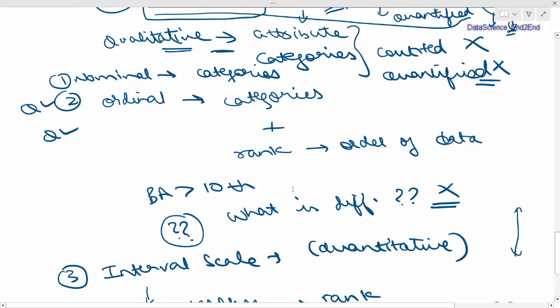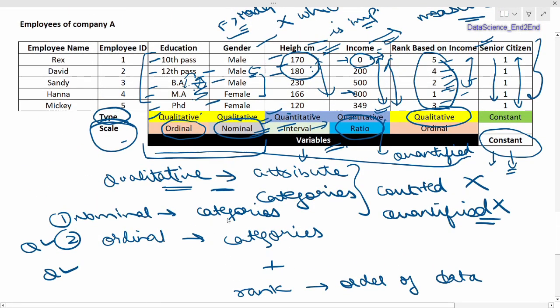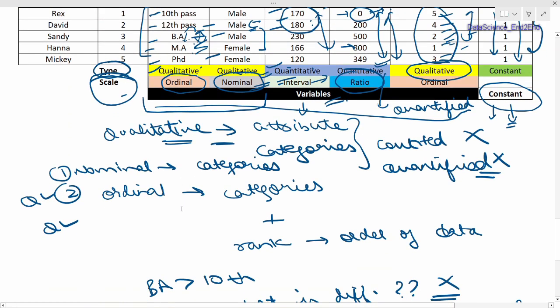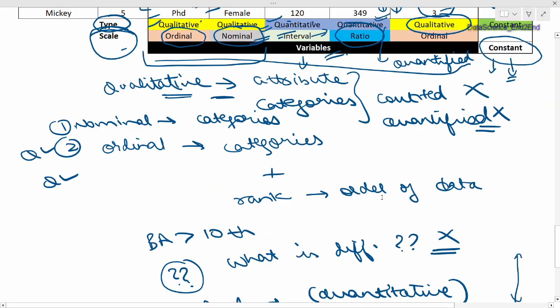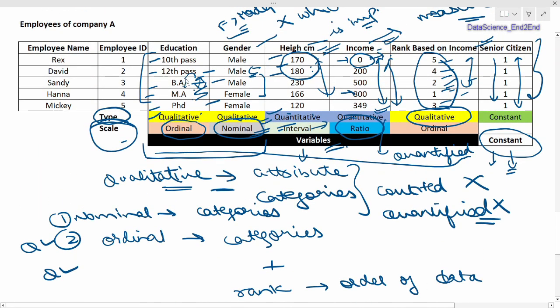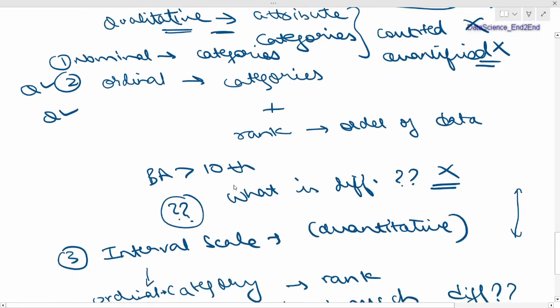There are four different scales of measurement. First one is the nominal scale. The nominal scale is applied to qualitative variables, and in this case we are just creating categories out of those employees, and there is no logic of any kind of order. We are not saying male is greater than female or female is greater than male. In the case of an ordinal variable, we are creating categories while at the same time also ordering the data. We are saying that MA is better than BA and PhD is better than MA.